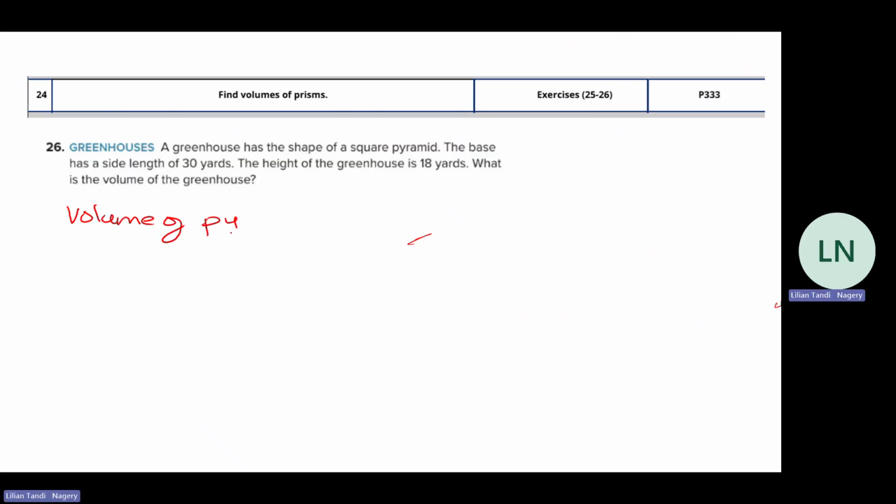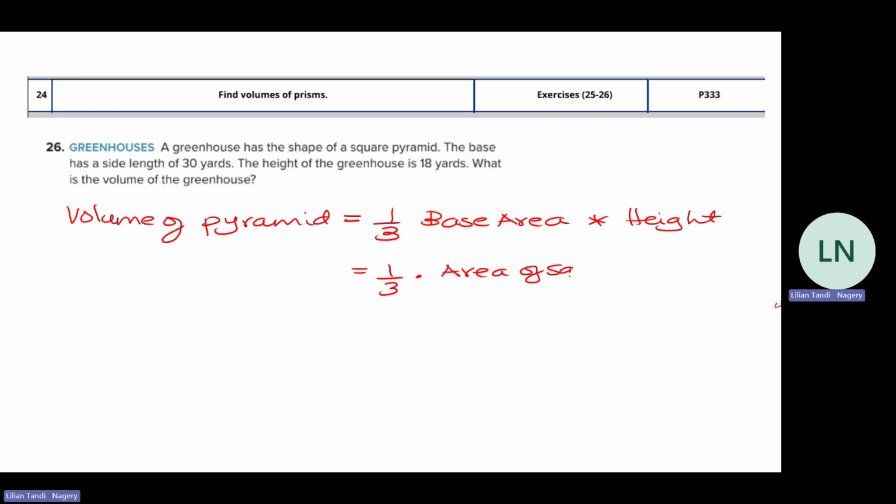of pyramid. And you have to make sure you're writing the correct formula. Equals 1/3 base area times height of the pyramid. Okay? So it is 1/3 times the base area, which is the area of a square. How do I know? Because it told me a square pyramid, times the height.